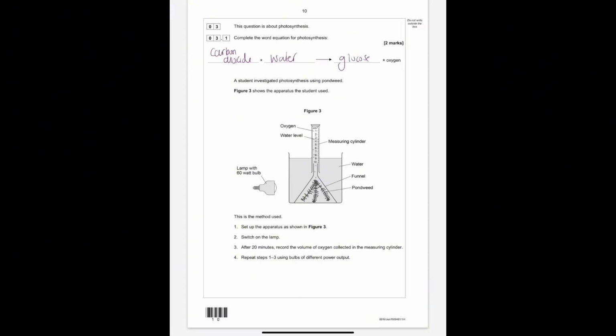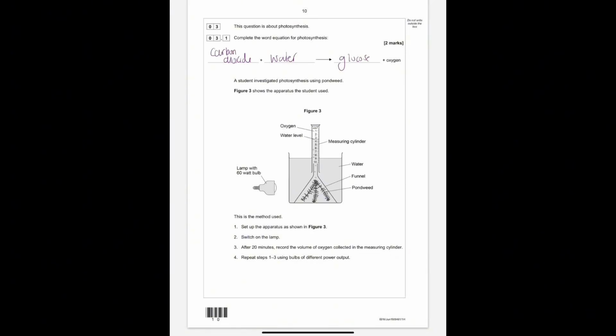Right, 3.1, complete the word equation for photosynthesis. Now, I'll tell you one thing, I see a lot of students write down the symbol equation when really you need to write down the word equation. So just make sure that you do write down the word equation. I think if you write down the symbol equation, you'll still be given the mark, but don't make it too difficult for yourself. So the word equation for photosynthesis is carbon dioxide plus water gives you glucose and oxygen.